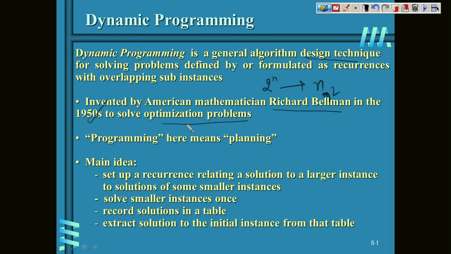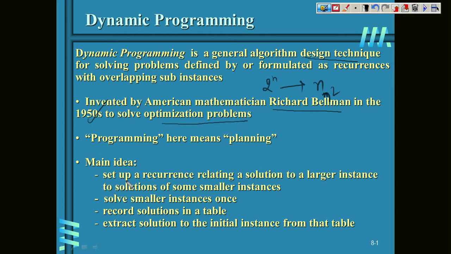The second term is programming. Programming here doesn't mean any code or writing any instructions, but here it means planning. So dynamic programming means that while solving a problem, during the runtime when you are getting the intermediate results, you need to plan in such a way that these intermediate results can be used to get your final solution. And if we go with this approach, we will be getting the optimal solution.